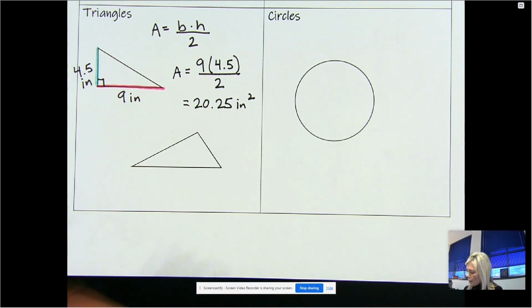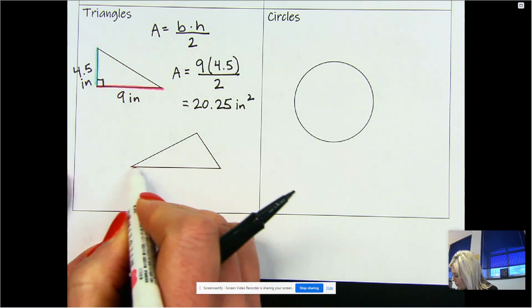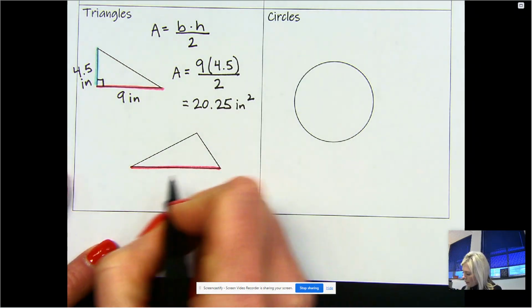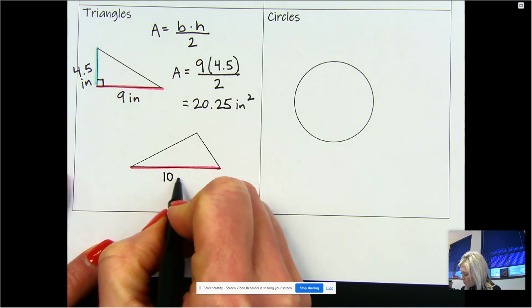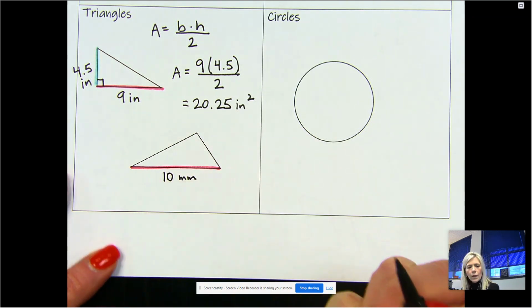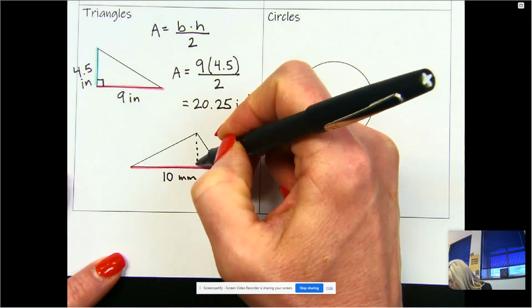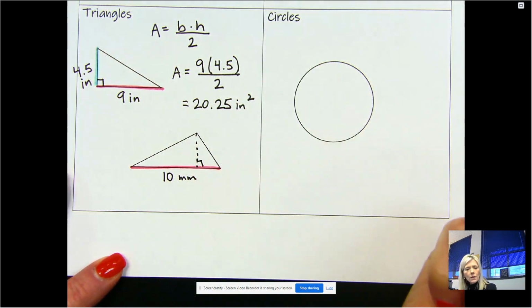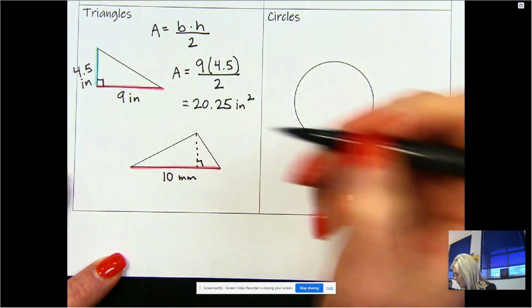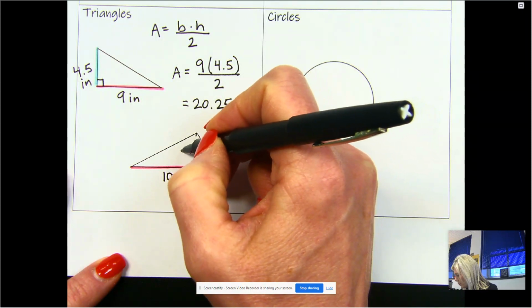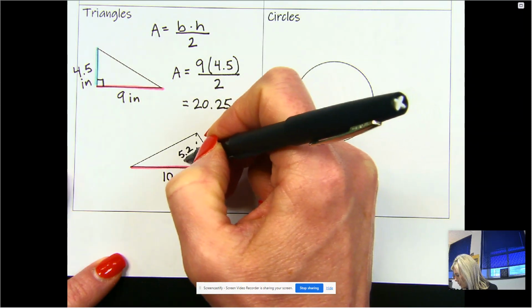All right, on the triangle below that, it's not a right triangle. This is the base. Let's say it's 10 millimeters. And the height is going to come from the vertex opposite the base and then perpendicular to it. So let's say this is, how about 5.2, also millimeters.